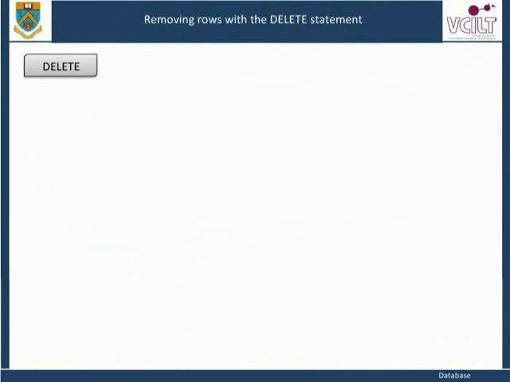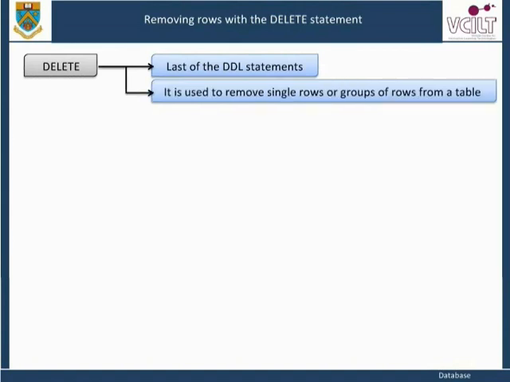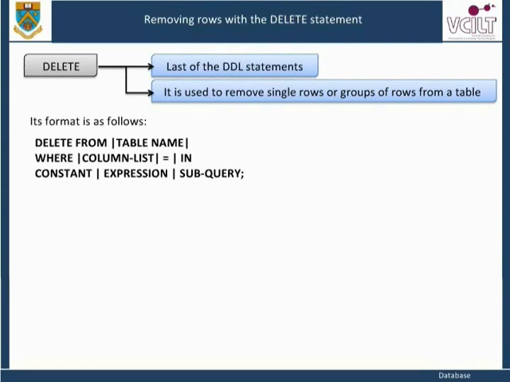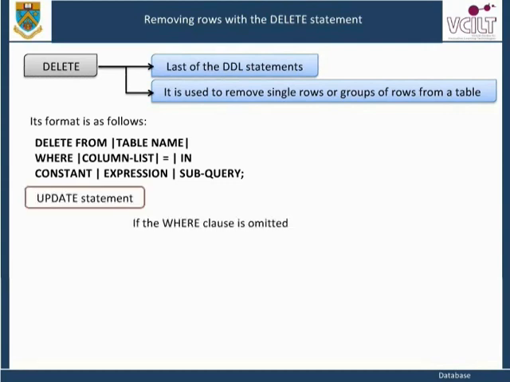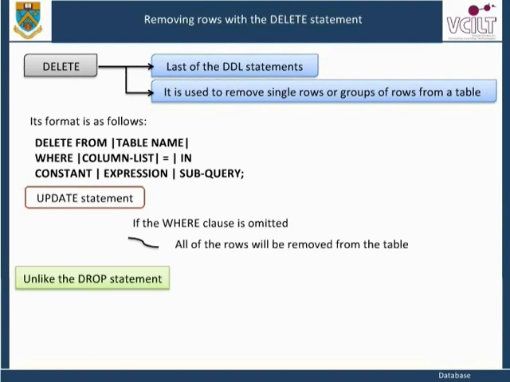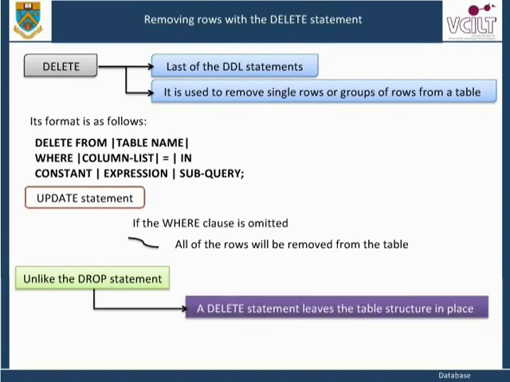The delete statement is the last of the DDL statements we shall look at in detail. It is used to remove single rows or groups of rows from a table. Its format is as follows. Delete from table name where column list equals, IN, constant, expression, subquery. As for the update statement, if the where clause is omitted, all of the rows will be removed from the table. However, unlike the drop table statement, a delete statement leaves the table structure in place.